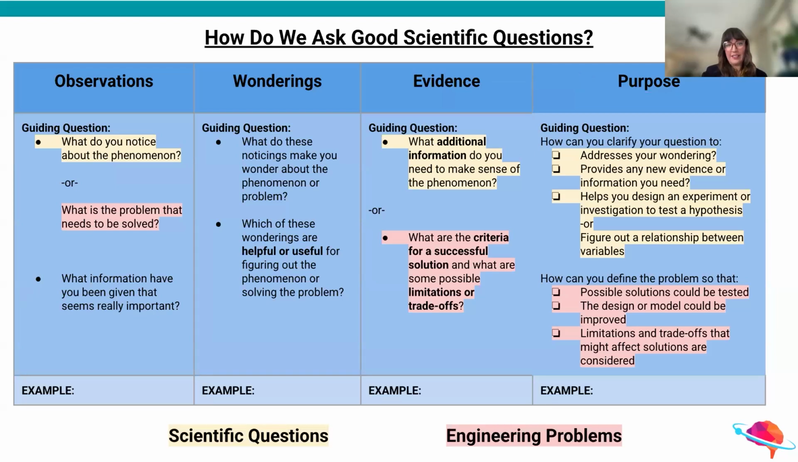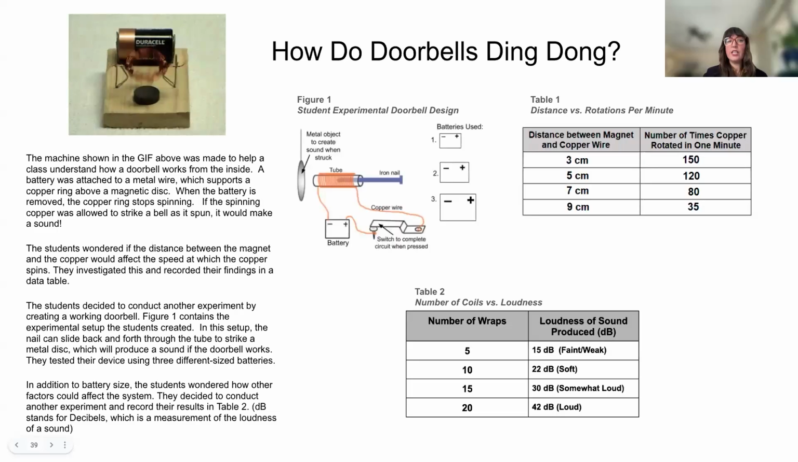Okay, that's a lot. So let's look at how this actually might look in a classroom. And again, this thinking routine can be done over the course of maybe just sitting in one class and having discourse with your students over a single phenomena, like how do doorbells ding dong? Or it might happen across an entire unit where we're building towards getting better at this practice of asking questions and defining engineering problems. So in this phenomena, we are given a GIF, and it looks like a battery and a magnet and a spinning copper coil.